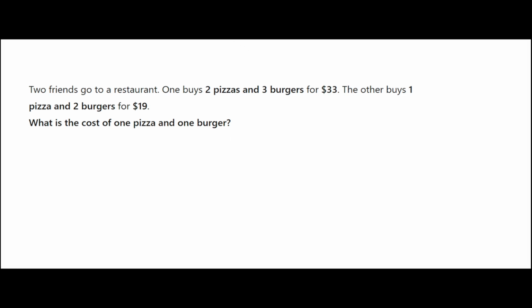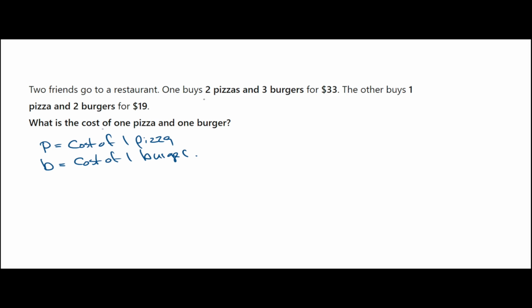Okay. First off, these must be pretty good burgers. And second, who was eating 2 pizzas and 3 burgers? No drinks, no fries. So okay. Let's not judge them.